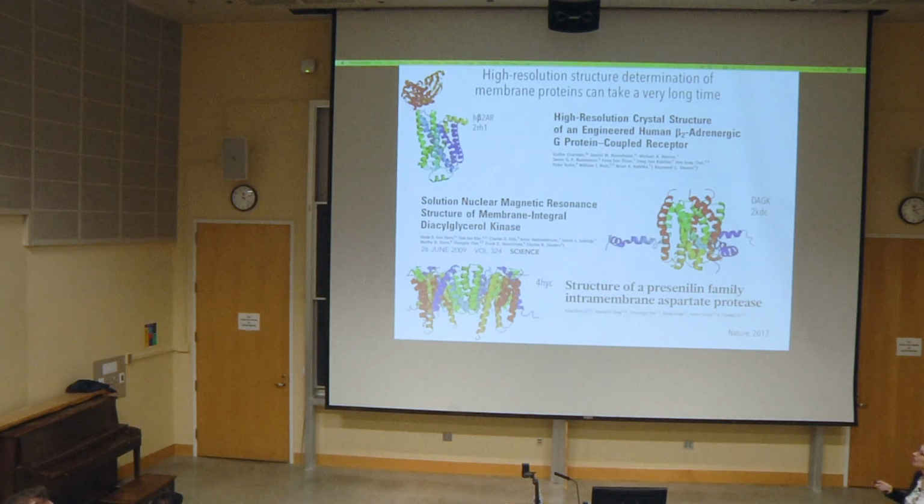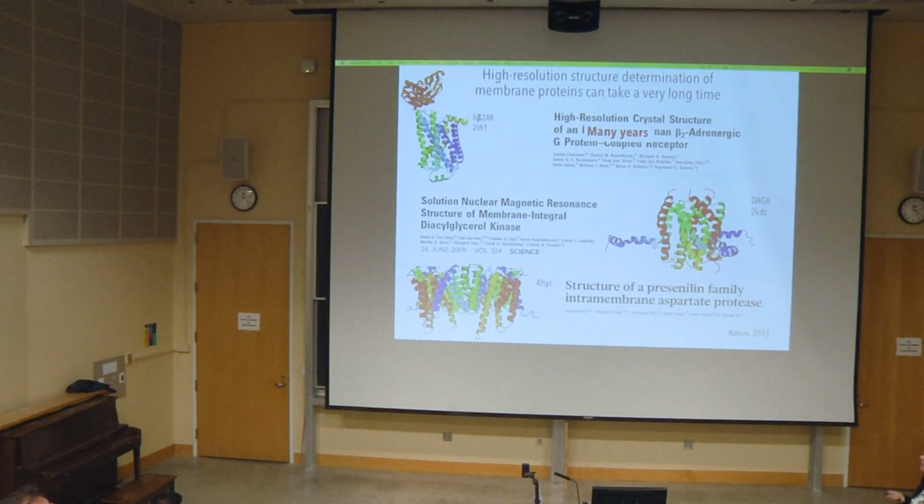The first one is the beta-2 adrenergic receptor, which is a G-protein coupled receptor, which was determined by Brian Kobilka and Ray Stevens' lab. I think this was published in 2006 or 2007 after about 20 years of effort. And so this was one of the reasons why Brian Kobilka received the Nobel Prize for his work on GPCRs. This structure is an NMR structure.